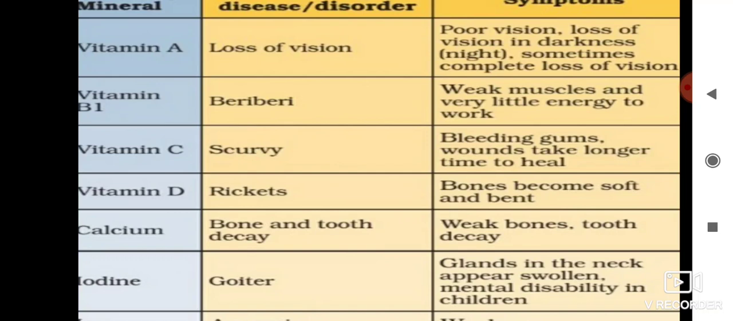Second, loss of vision in the darkness. When you are in the dark, you will not be able to see properly. That is the problem. If there is too much deficiency of vitamin A, it leads to complete loss of vision. Maybe in the future you may lose your eyes. So please consume vitamin A. Vitamin A is found in apples, fish, and varieties of fruits and vegetables.